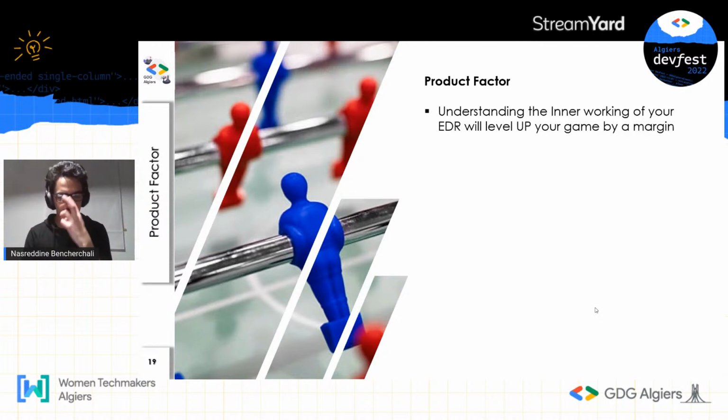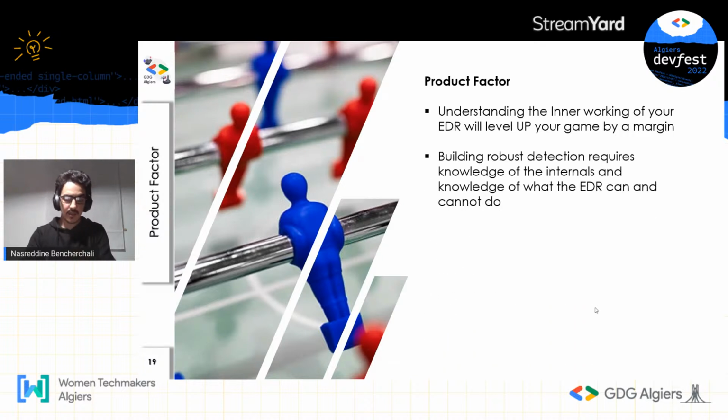Just like the example I gave before: changing the command line, blocking a source, stopping the source from the event log. Is it getting it from the event log? Is it getting it from the Windows API? Those kinds of questions. The key to building robust detections requires knowledge of the internals and knowledge of what the EDR can and cannot do.